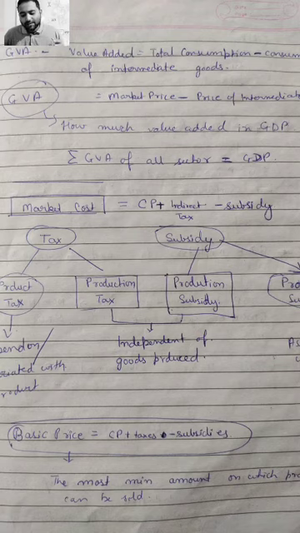Now we have taxes of two types. One is production tax and another is product tax. Product means the particular product tax, and subsidy, again we have the same types of subsidies, production subsidy and product subsidy. Now if we have the production subsidy or production tax, it will be independent of the goods produced, it will be same for all, doesn't matter. But particular product tax, it will depend on the product that is associated with it. And similarly the product subsidy, it will be associated with the product.